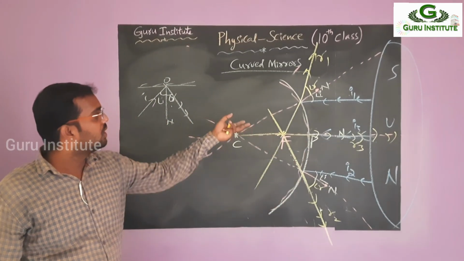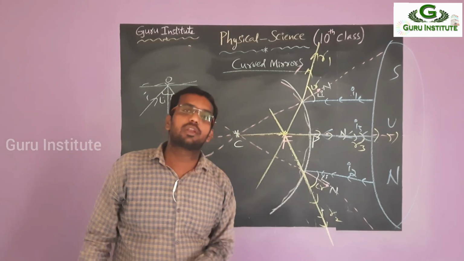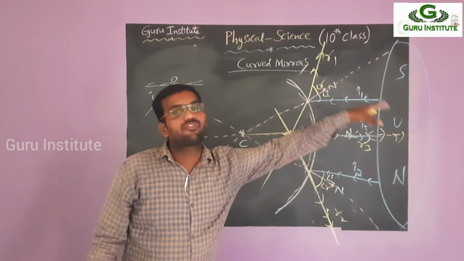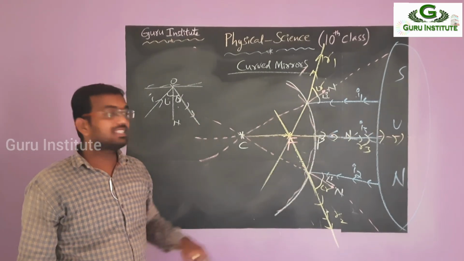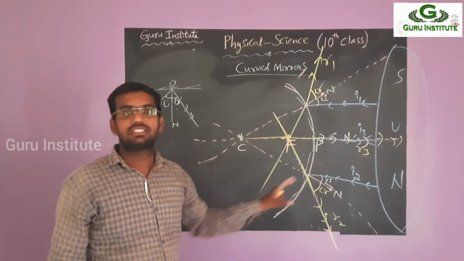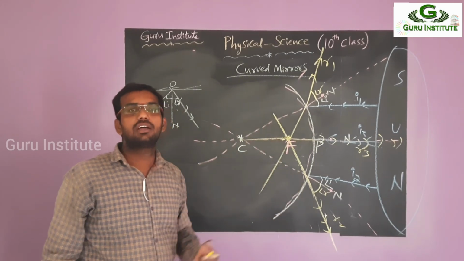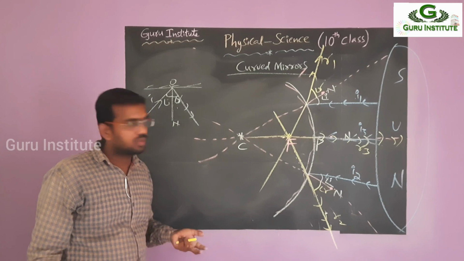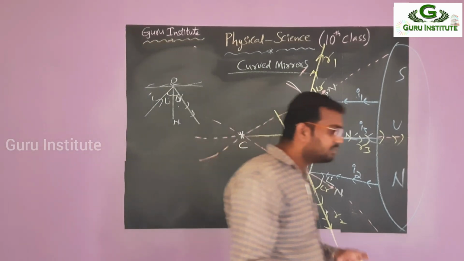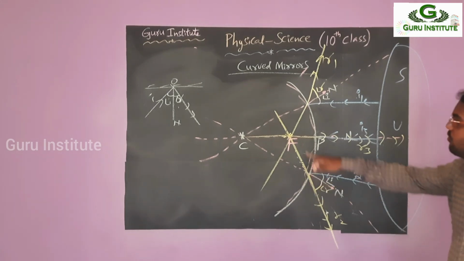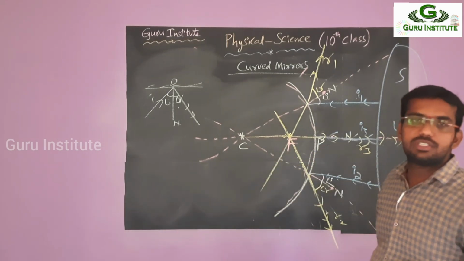This is the picture of a convex mirror. What is the difference? In the concave mirror, these three are present in front of the mirror. But in the convex mirror, they are inside the mirror. That means the image is always formed inside the mirror in convex mirrors. So from this we can conclude that the pole is the middle of the mirror, the focus is inside the mirror, and the center of curvature is also inside the mirror.